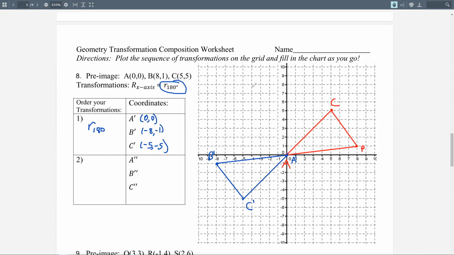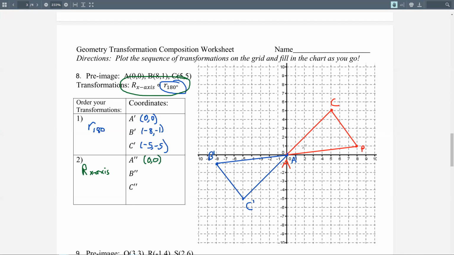And now we're going to reflect the rotation. So let's do green. We're going to reflect that rotated image across the x-axis. We could just use our rule for reflecting across the x-axis, and that is that the x value stays the same, the y value changes sign.